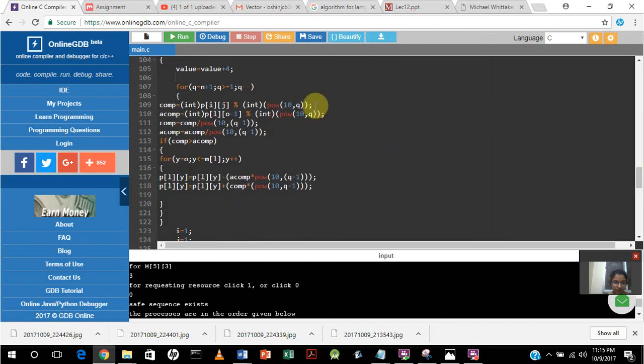Here is where I perform my modulo operation for the sake of comparison. These are the two modulo operations I perform, and this is the division operation I perform on the two values that I am comparing. And this is where I add it to my result.